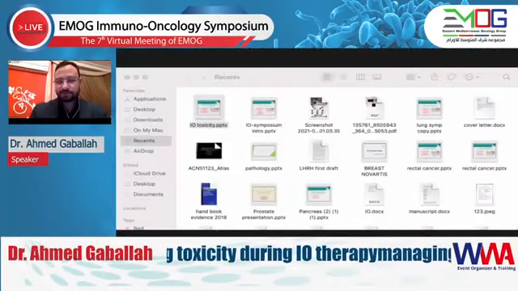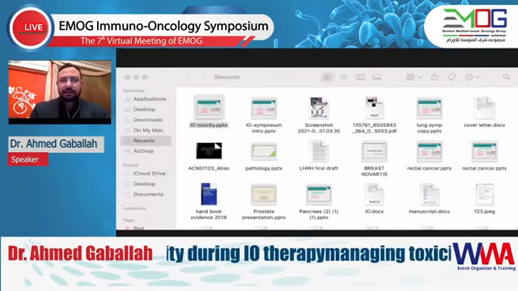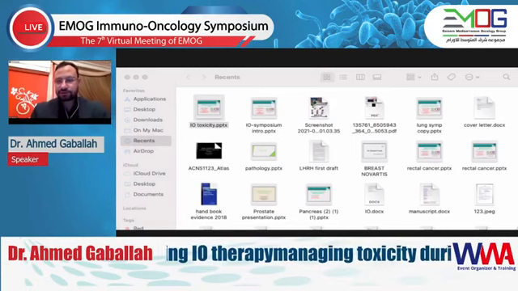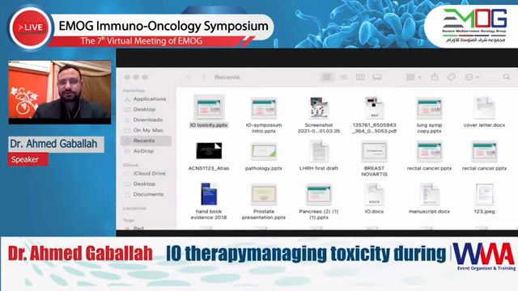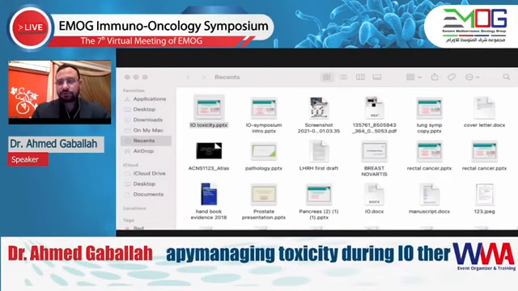Inshallah, I'll talk with you today about managing toxicity, the cost we should pay during IO therapy. Actually, I adopted this picture from the New England Journal of Medicine. The IO toxicity occurs in all the organs of our body. Actually, it affects almost all the organs.